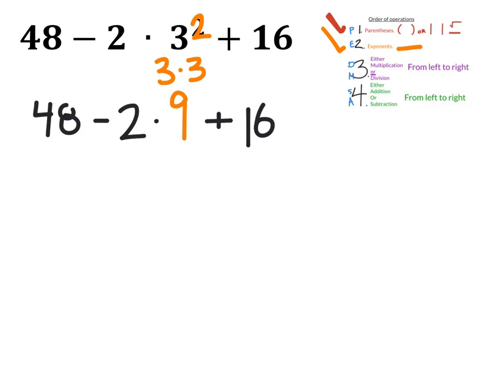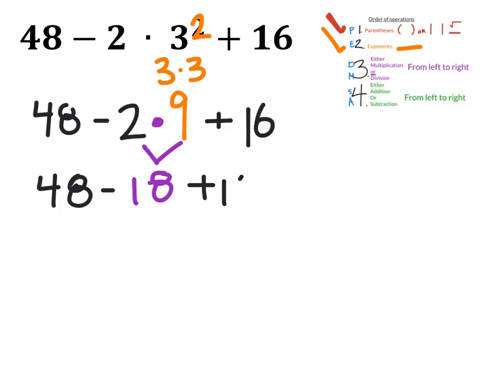Then I'm going through the rest of this list. I'm on 3, either multiplication or division from left to right. I do have this multiplication right here with a 2 and 9. 2 times 9 is 18. So now my new problem is 48 minus 18 plus 16. And I can check off multiplication or division because there is no more of it in this problem.